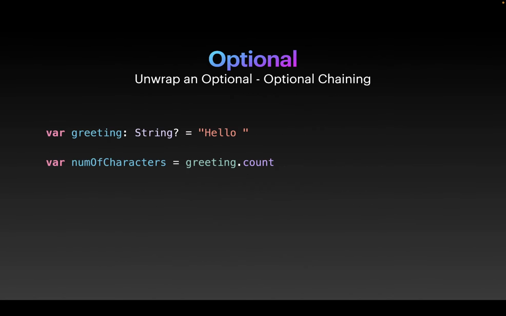Now let's go to the next one. It's called optional chaining. So again, we have a greeting here, and this time we assign some value, hello, to this optional string. What if we want another variable named number of characters to count the characters inside this string? We can call .count, which is a property already defined in all strings, or in all collections. It can count the characters inside any string.